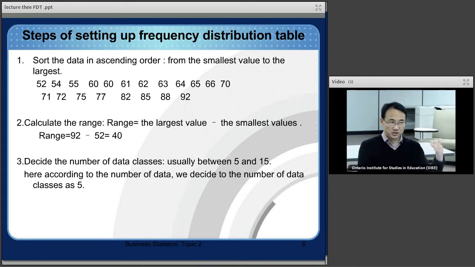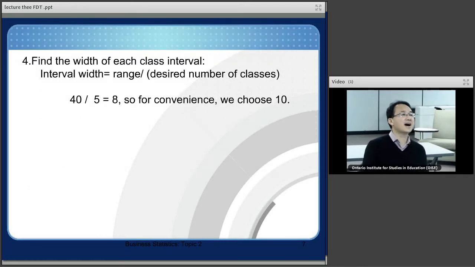So we have sorted the data in ascending order. We have found the range is 40. We have already decided the number of data classes is 5. Now the next step is to find the width of each class interval. 就是每一个级别的阶格，比如说40分到50分，我们是怎么知道40分和50分的？就是这样的。Here, what is the class interval? That is the interval width. Interval width is the range divided by the designed number of classes.